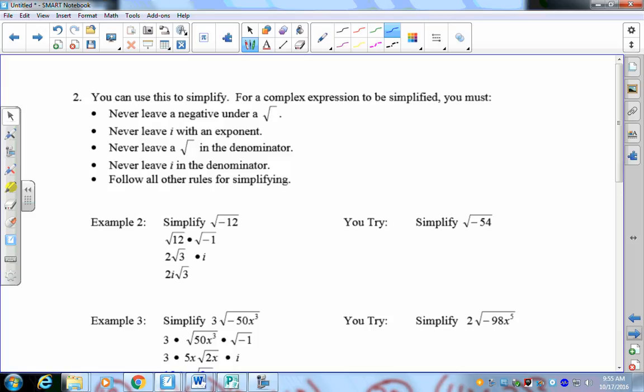Okay. If you have a negative under a radical, there's still an i in there that you can take out. Never leave an i with an exponent. Any i that has an exponent bigger than 1 is not simplified yet. You can go through and simplify that. Don't leave a radical in the denominator.